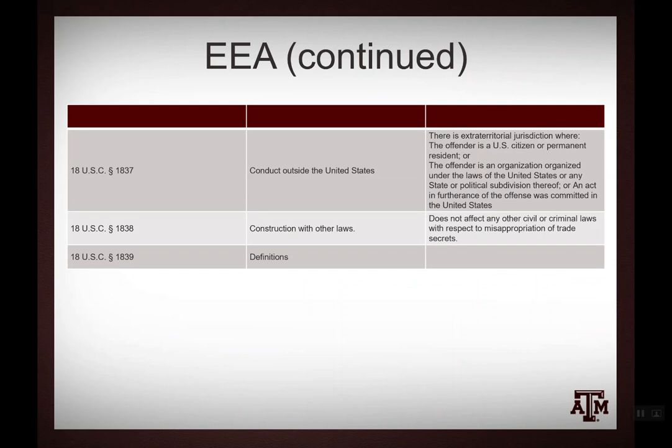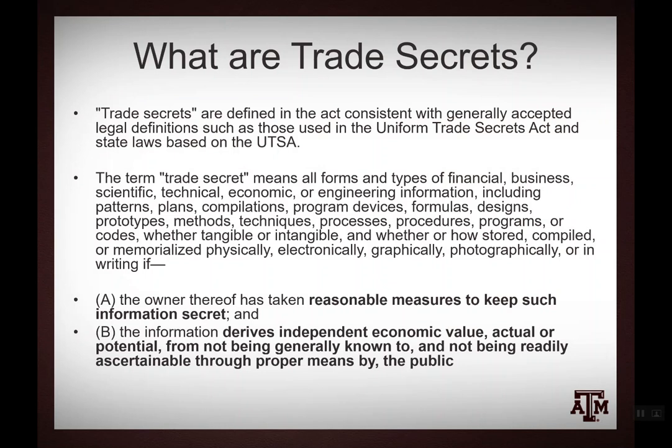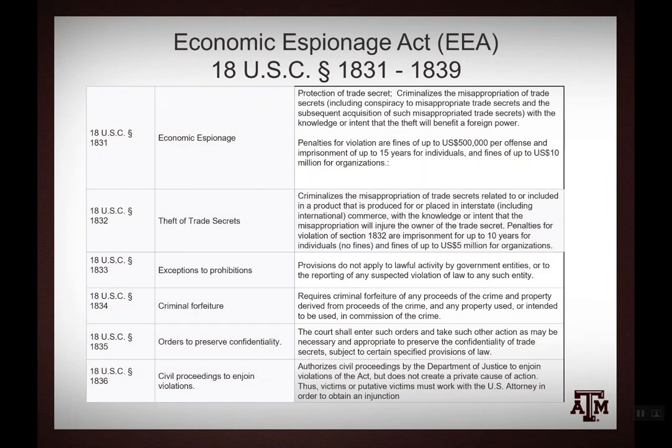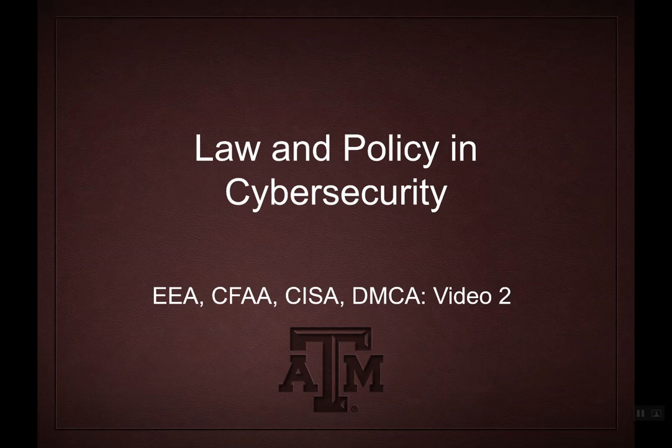Let's look at Section 37, extraterritorial jurisdiction. Okay, wow, we know what that is now, right? It sets up for conduct outside the United States, and it doesn't affect any other civil or criminal law with respect to the misappropriation of trade secrets. So again, I've gone back through these slides and added 6 titles that I glossed over in the last video, but we're looking at sections 31 through 39 of the Economic Espionage Act.